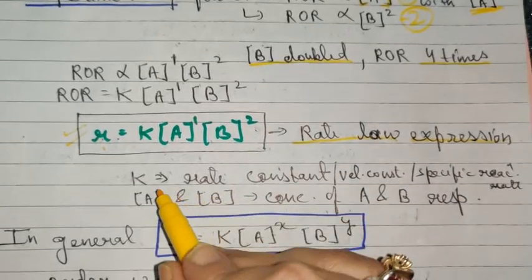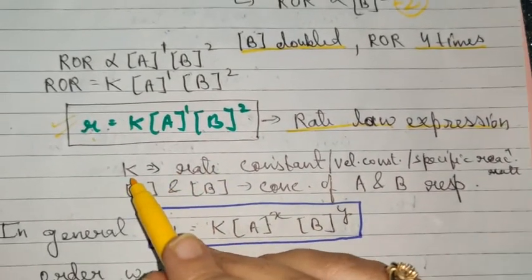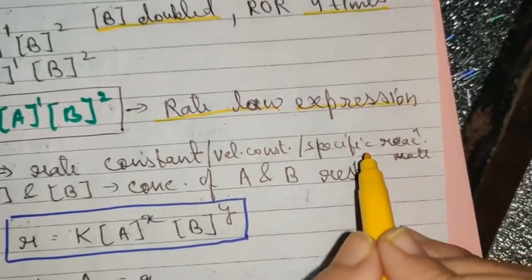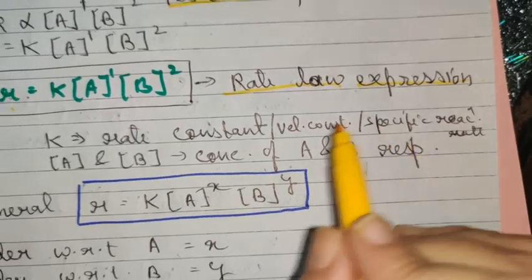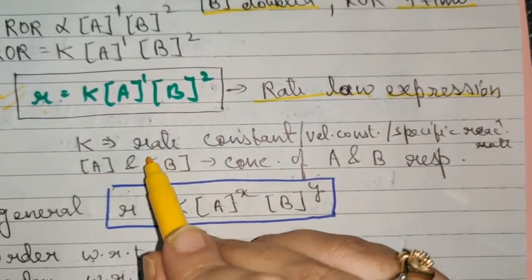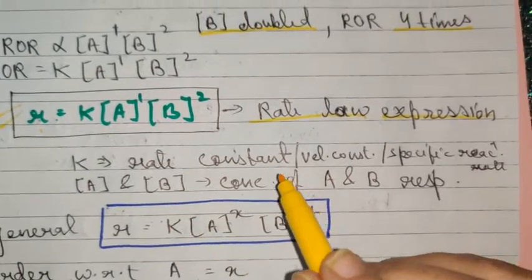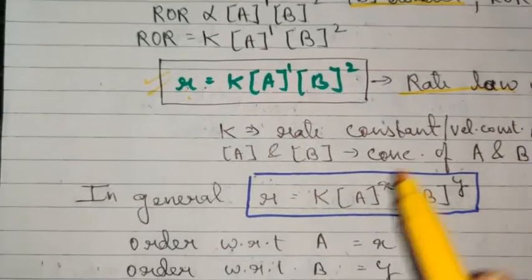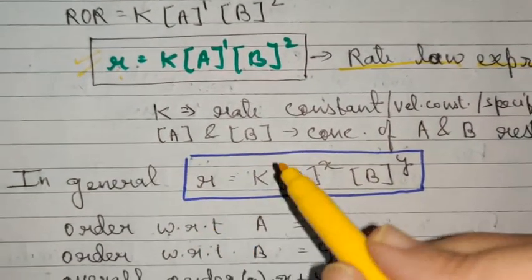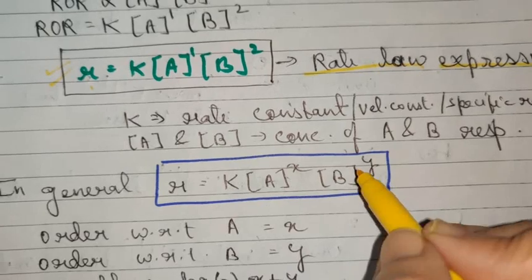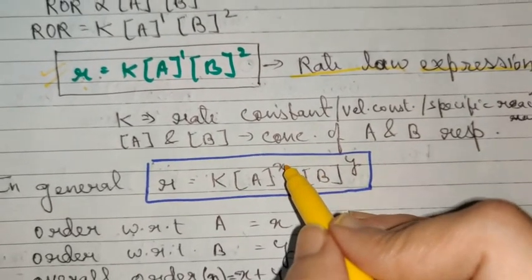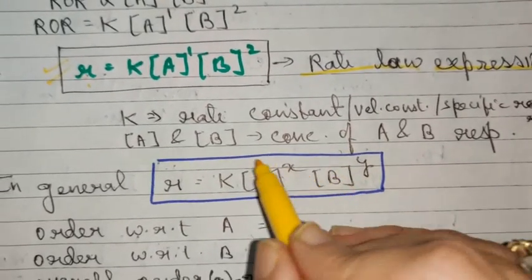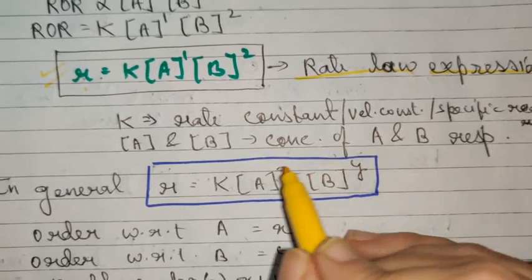So let us see what these terms say. K means rate constant, which is also known as velocity constant, or specific reaction rate, where A and B in these square brackets are the concentrations of A and B respectively. So in general, you can represent the rate law in this form. X and Y mean we have no information about the dependency of the rate of reaction on the reactants. So in such cases you can write X and Y.